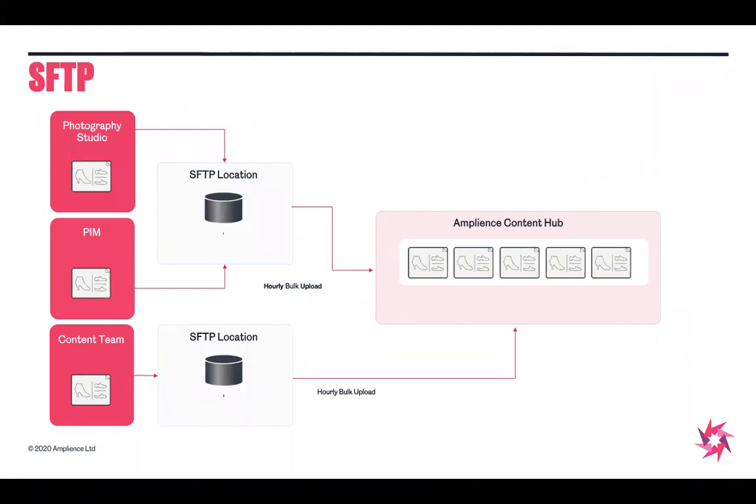So the first method of getting assets into the system is via the SFTP. We provide an SFTP location for all customers. It's most predominantly used for product assets because there are generally processes that are running off the product assets as they get ingested into the platform. A lot of our customers will have third-party software, like a PIM system for example, uploading assets directly into our SFTP location, or they might have the photography studio directly uploading to the SFTP. There is an hourly bulk upload job that runs that brings assets from the SFTP to the Amplience Content Hub.